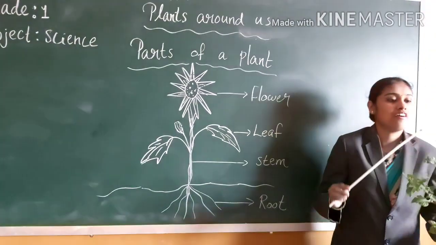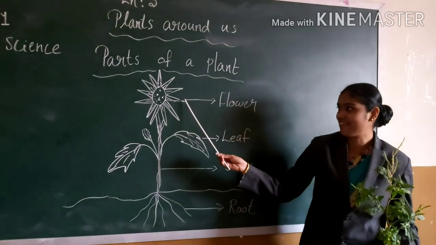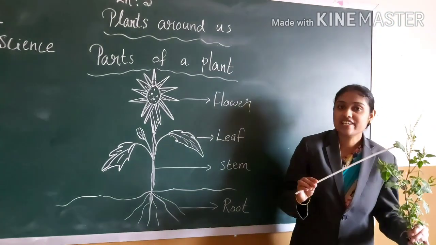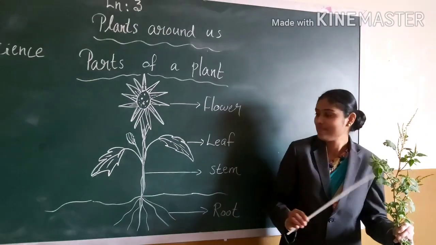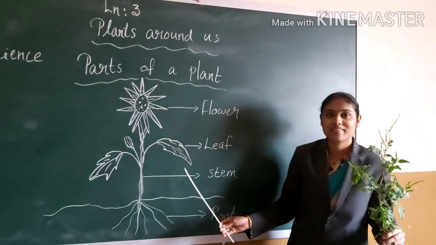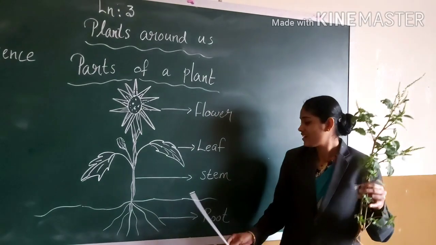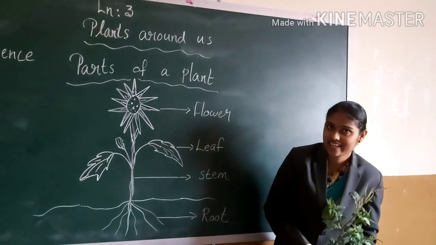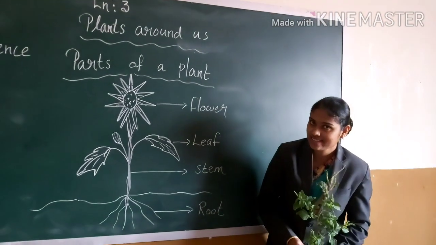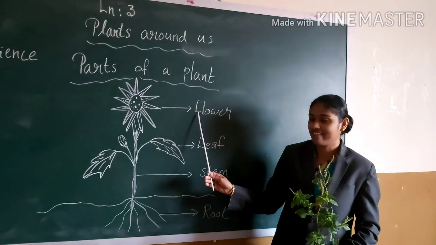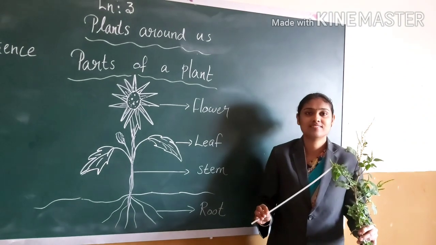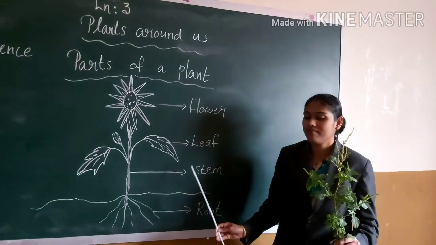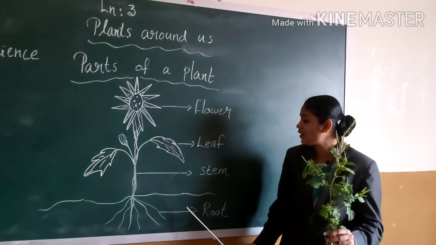They are flower, leaf, stem, and root. Once again, parts of a plant are flower, leaf, stem, and roots.